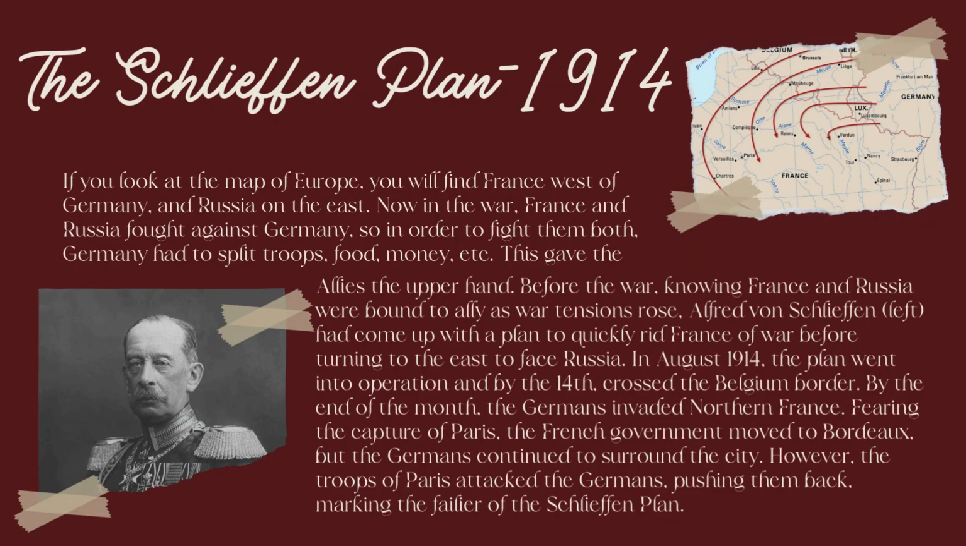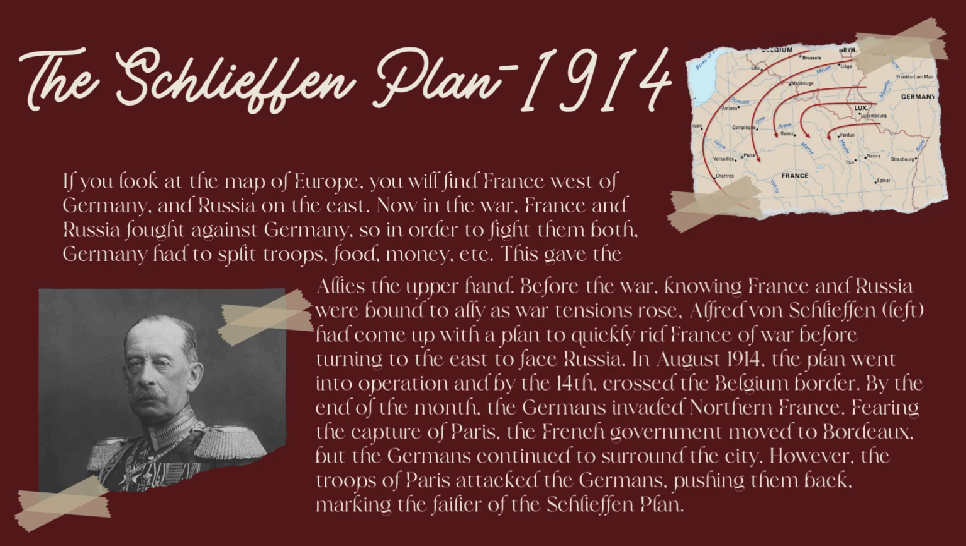If you look at the map of Europe, you will find France west of Germany and Russia on the east. Now, in the war, France and Russia fought against Germany, so in order to fight them both, Germany had to split troops, food, money, etc. This gave the Allies the upper hand. Knowing France and Russia were bound to ally as the war tension rose, Alfred von Schlieffen had come up with a plan to quickly rid France of war before turning to the east to face Russia.